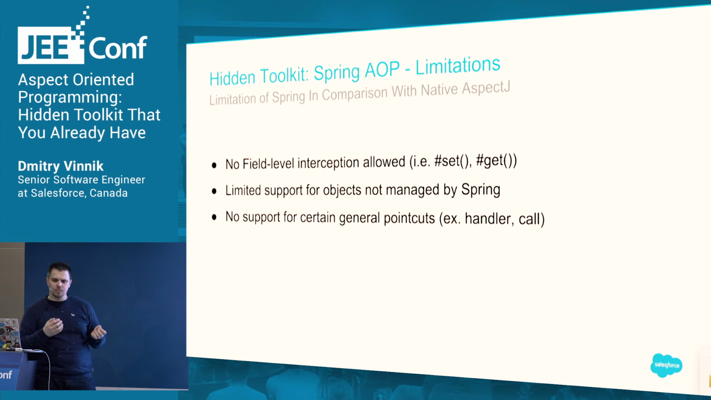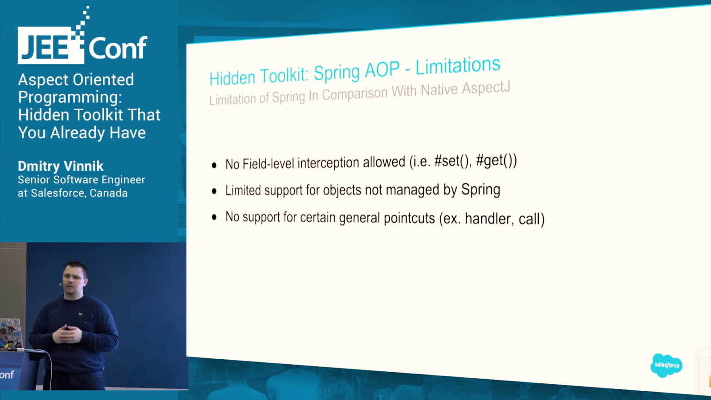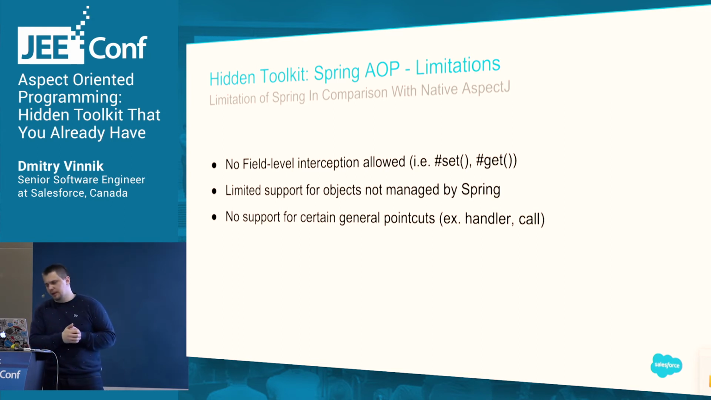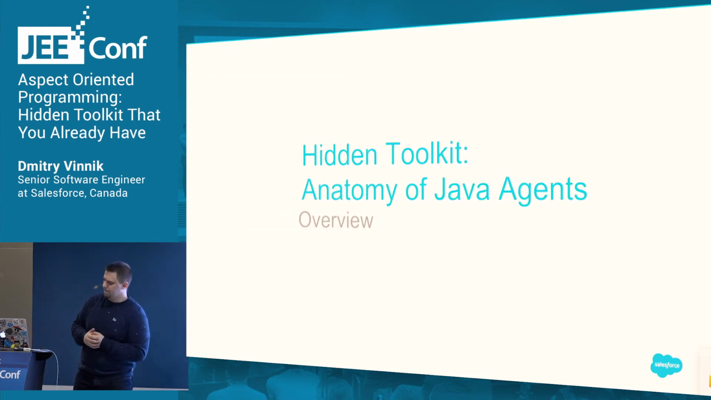And this actually highlights a second point: it has limited support for objects that are not actually managed by Spring. So if you have beans that you don't actually inject and you're trying to connect them to your aspects, you're going to have some trouble there. And as a result, if you're mainly focusing on injected beans, the setters and getters are useless for the advices. Another thing, it doesn't support all the pointcuts, like handler, which can be quite useful as I highlighted, and it doesn't support call.